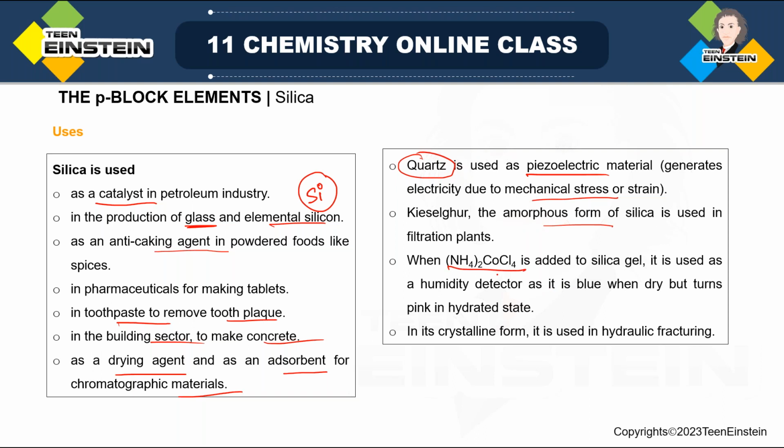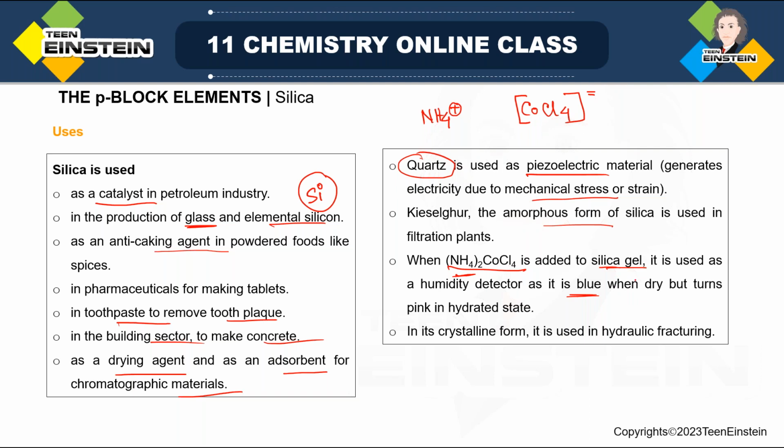Then there is a complex (NH4)2[CoCl4]. If you remove these two ammonium ions, the complex is like this: Co with 4 chlorides, and there is a 2 negative charge. These 2 negative charges are balanced by 2 ammonium plus ions. Now, this complex is added to silica gel, and this combination can be used as a humidity detector, because when this complex is in dry condition, it has a blue color, but in presence of water, because silica gel has some moisture absorbing property.